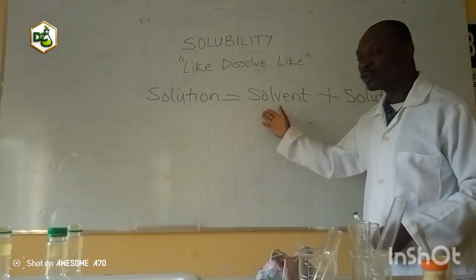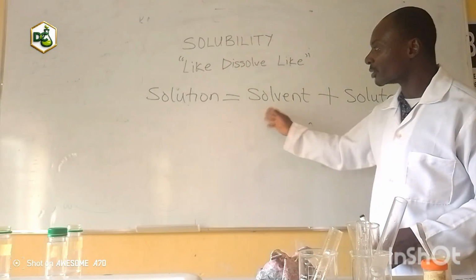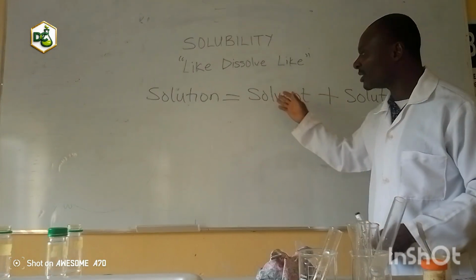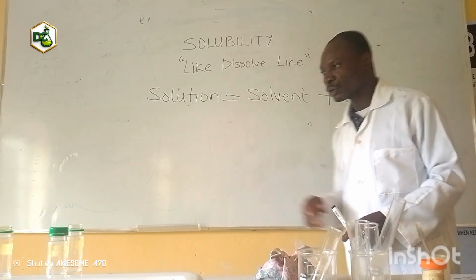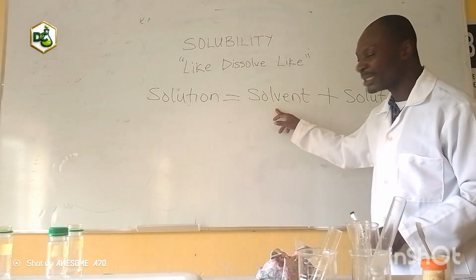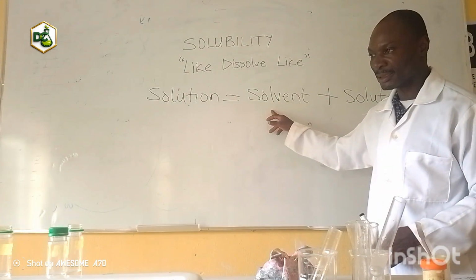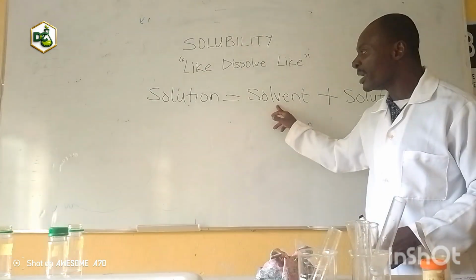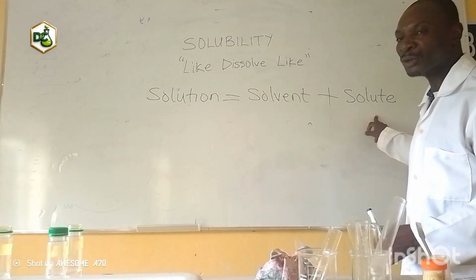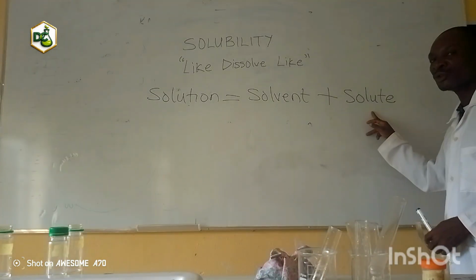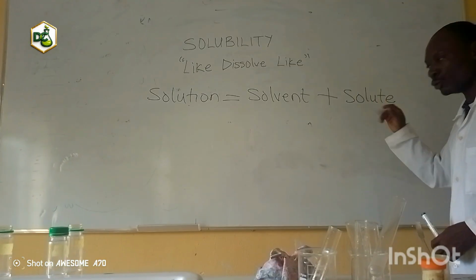Now, for you to know which of the two substances that form a solution is the solvent and which is the solute, the one with greater quantity will be the solvent, while the one with less quantity can be referred to as solute.